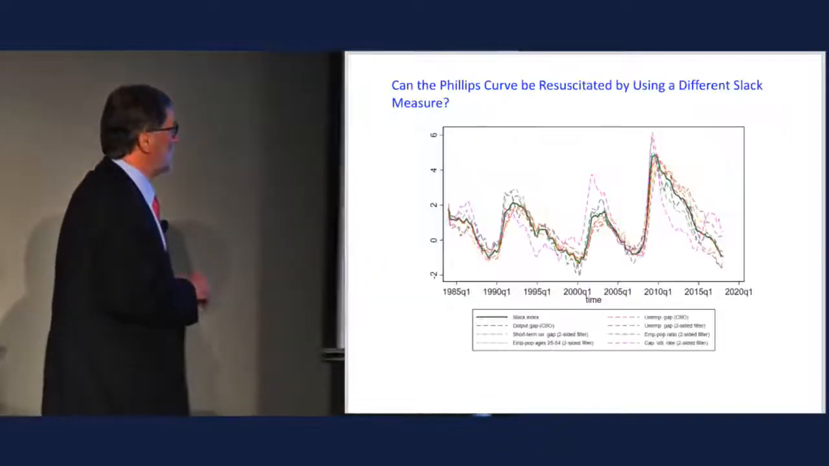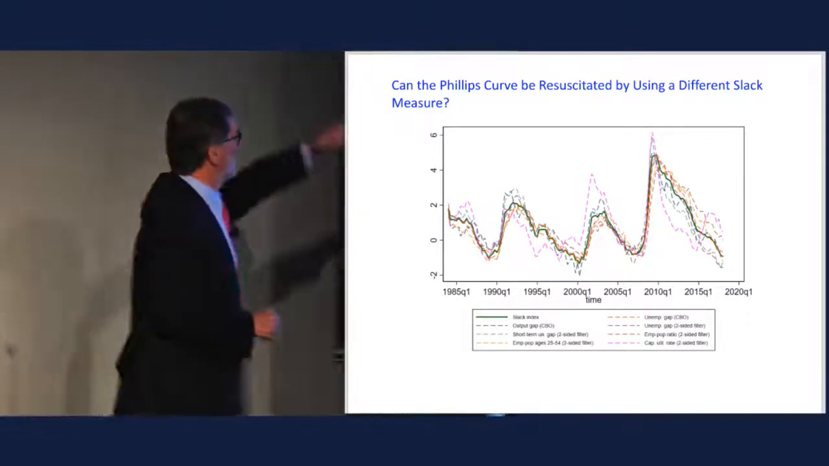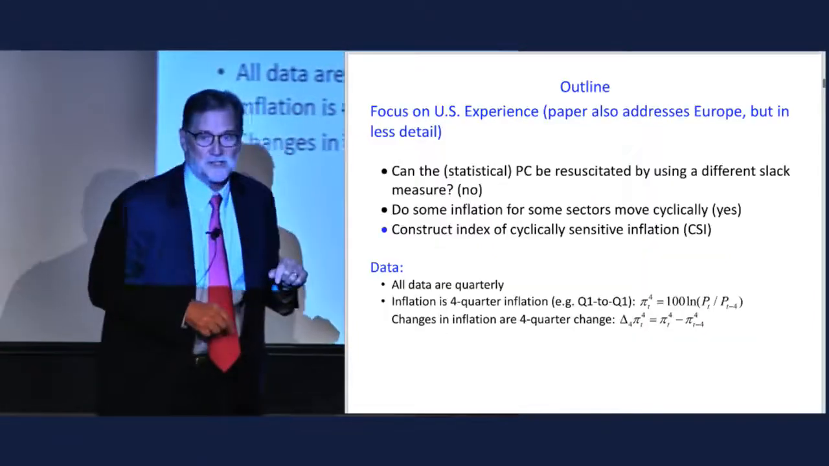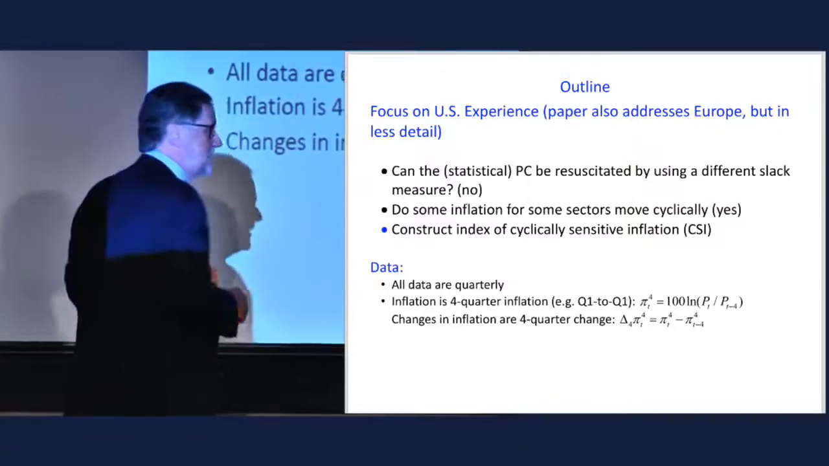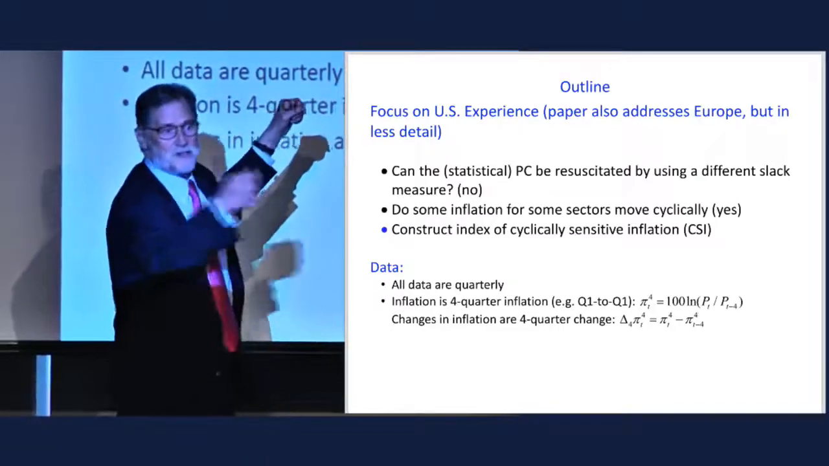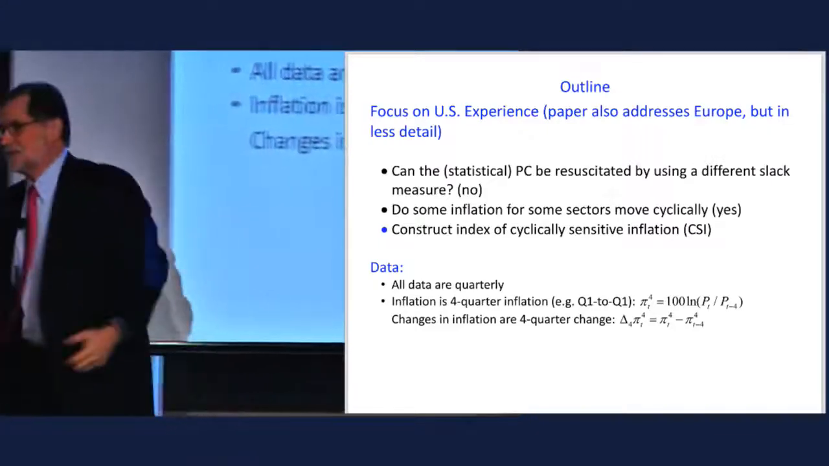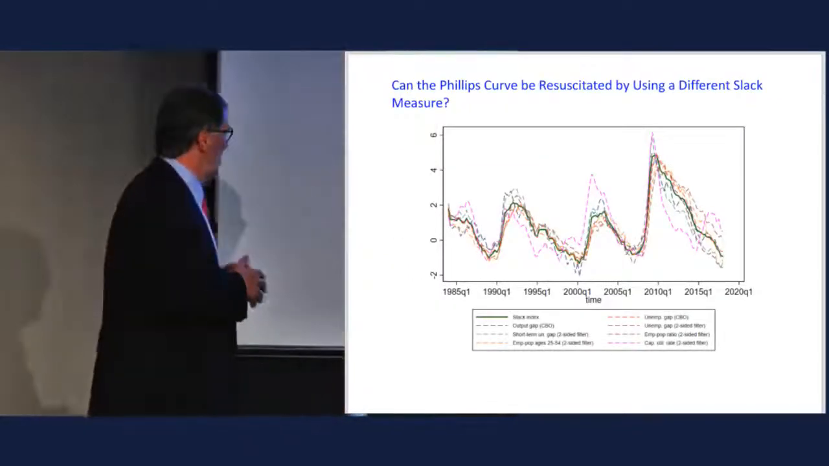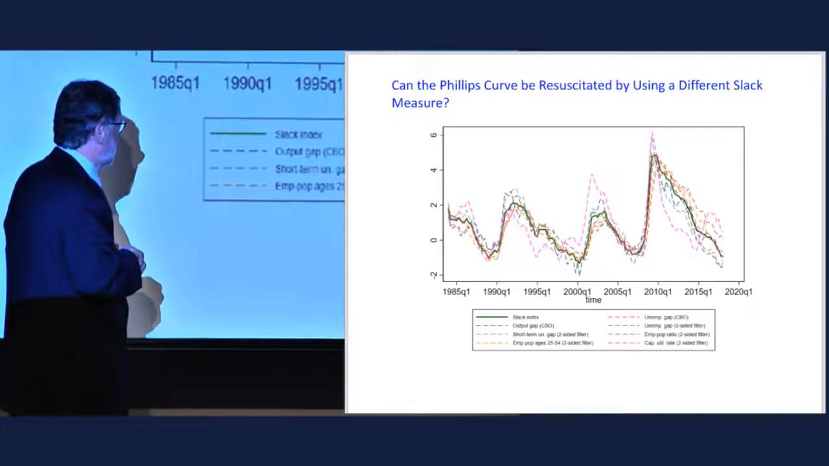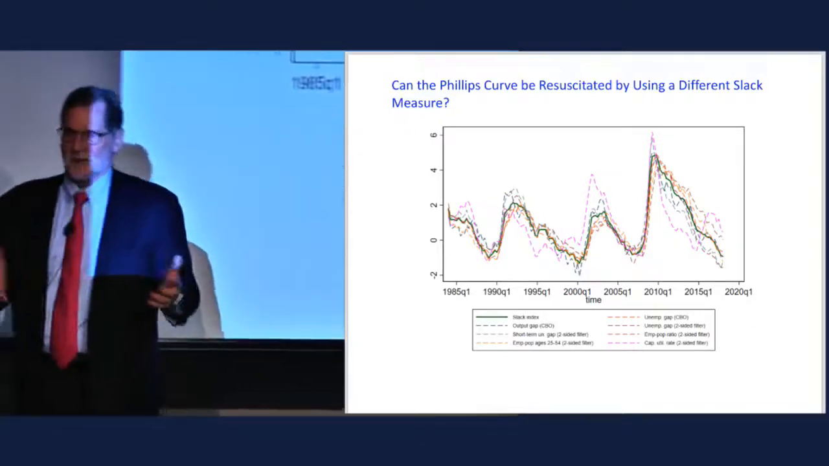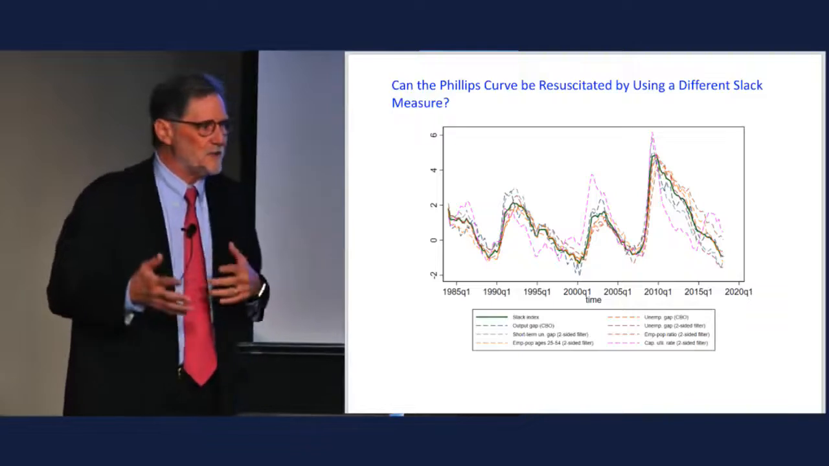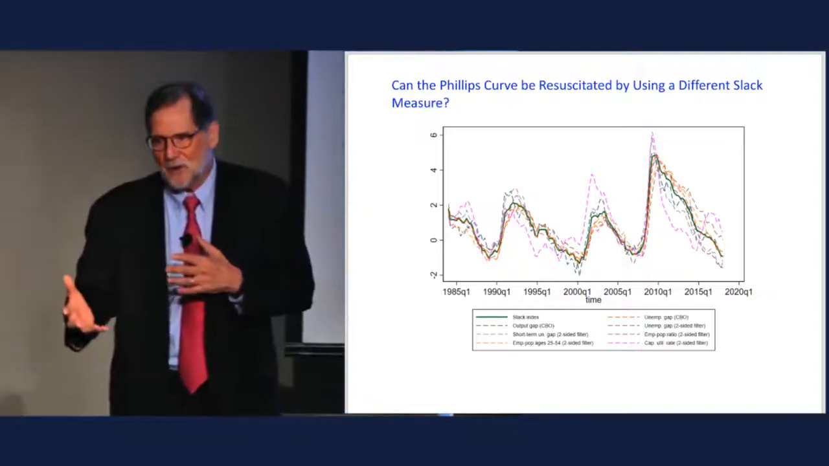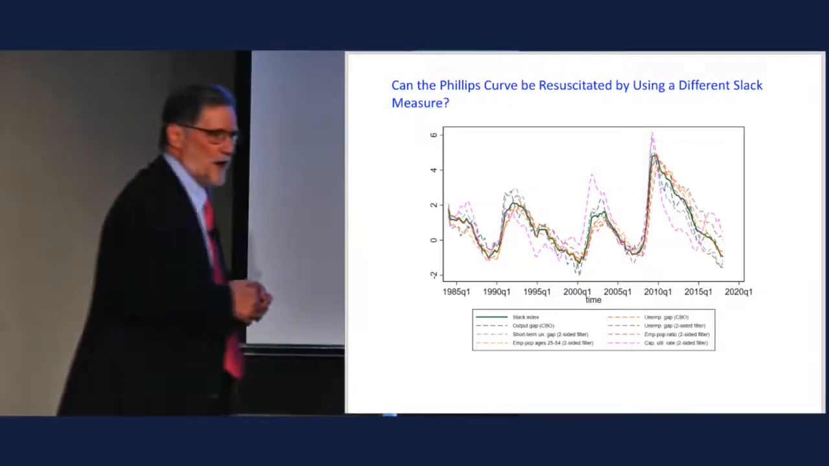Okay, so let's just go back to the outline here. So the first thing: this is one of Jim's slides, and he uses words like resuscitate. So can we resuscitate the Phillips curve by using different measures of activity, slack measures? The answer is going to be no. Let me show you; we look at about 15 of these. You might expect, given the discussion in the U.S., that the unemployment rate over the last 10 years has moved, but the recession was really severe, and the pool of people who are unemployed are different than they are in typical recessions, so maybe the unemployment rate isn't the best indicator.